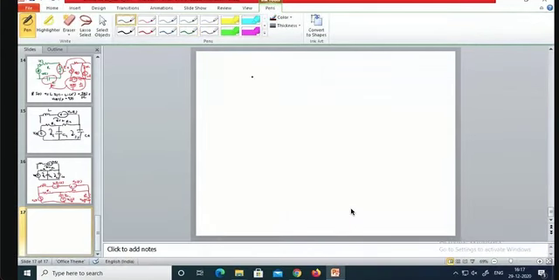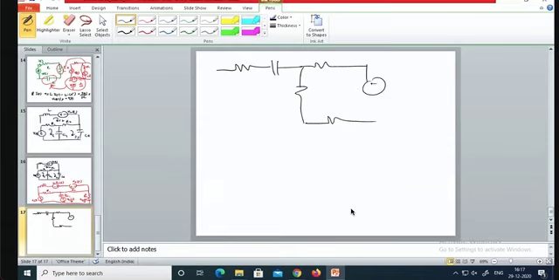Yeah, got a network like this: capacitor, resistor, resistor, resistor, plus minus.